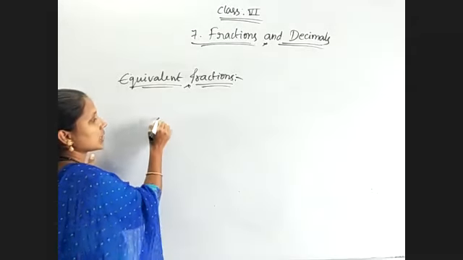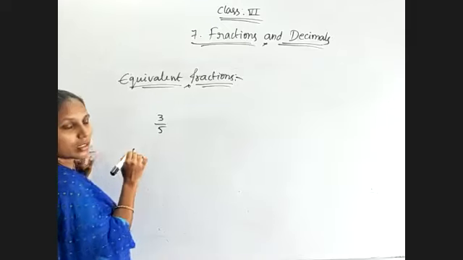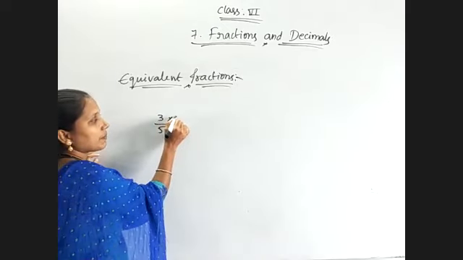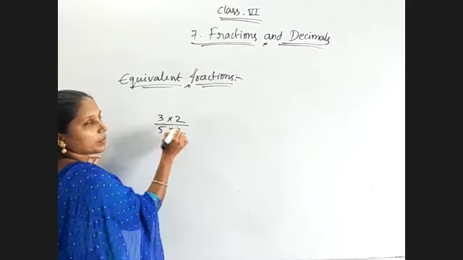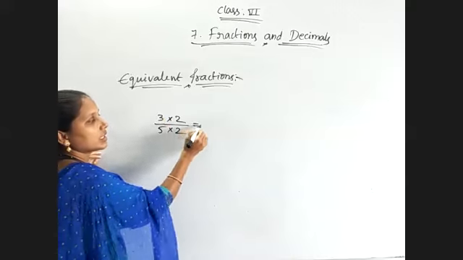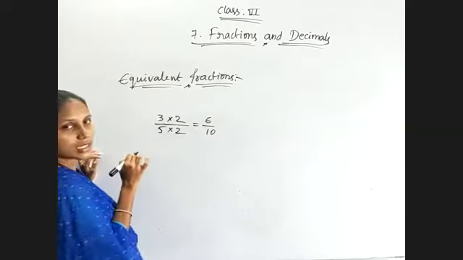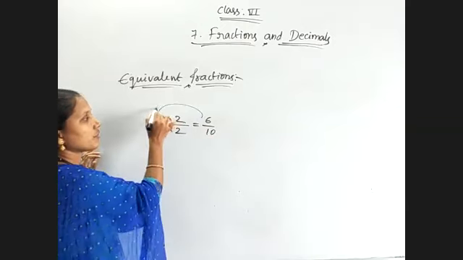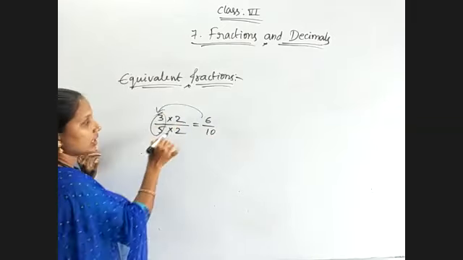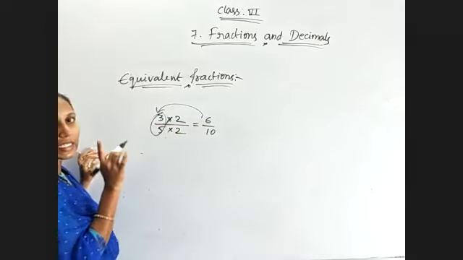An equivalent fraction is nothing but, if you are taking a fraction and multiplying the numerator and denominator with the same number, then we will get its equivalent fraction. 3 2s are 6, 5 2s are 10. 6 by 10 is the equivalent fraction of 3 by 5. Okay. Multiplication and division only are possible.